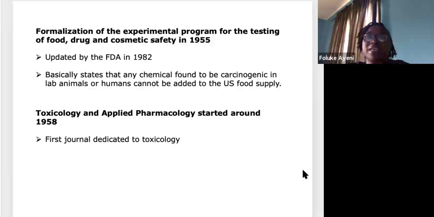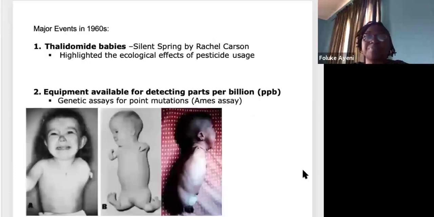In 1958, we have the first journal that was dedicated to toxicology. Today, there are so many other journals that are dedicated to toxicology. If you go online, you will see so many journals that publish materials on toxicology studies just for the enlightenment of the scientific class.